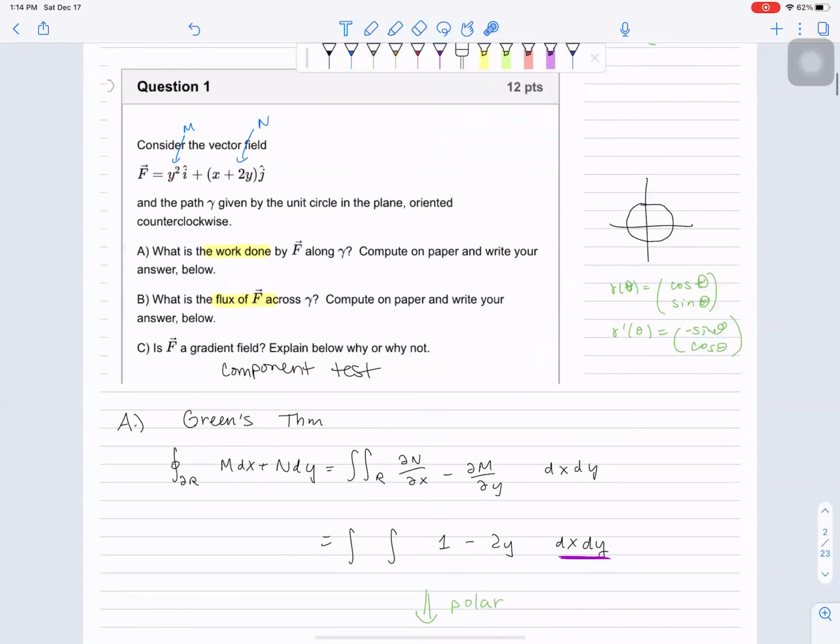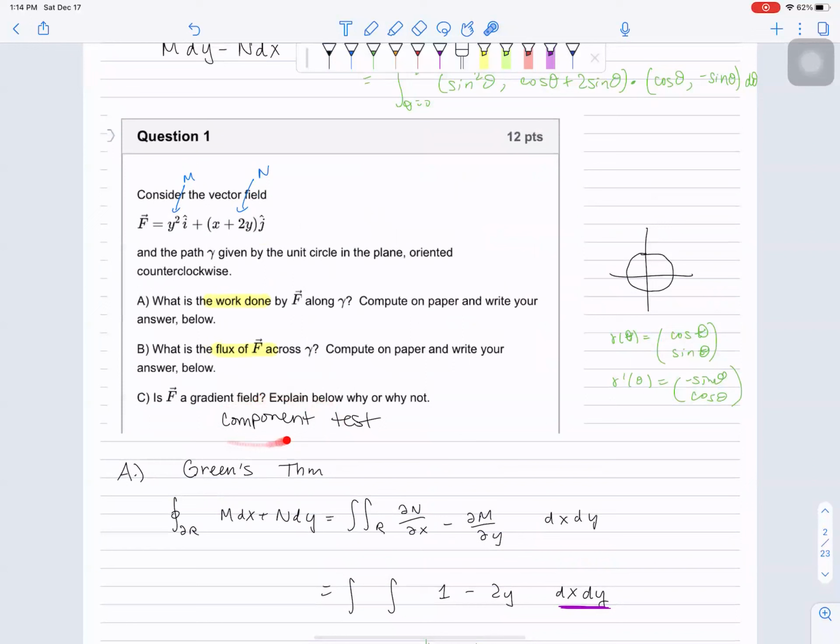So here in the previous versions, whenever we were using component test, we were always checking 3 things. Like we would check the partial of m with respect to y equals n with respect to x, and then m with respect to z equals p with respect to x, and then n with respect to z equals p with respect to y. Those were the 3 things we checked in the past for component tests. That was because our vector field was always in 3D, like we had 3 components for our vector field.